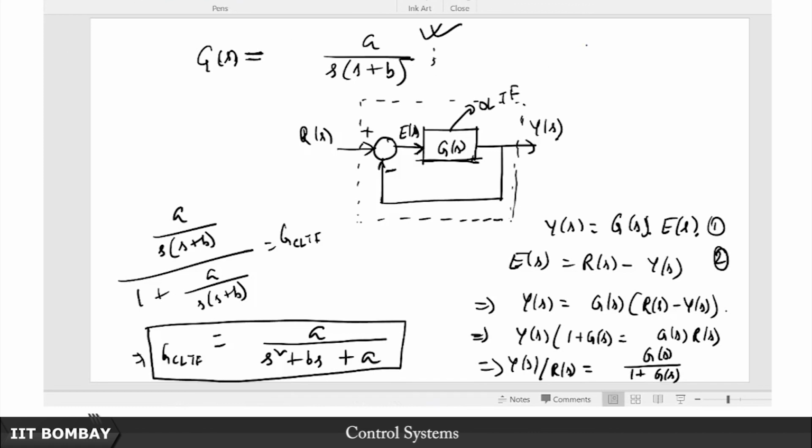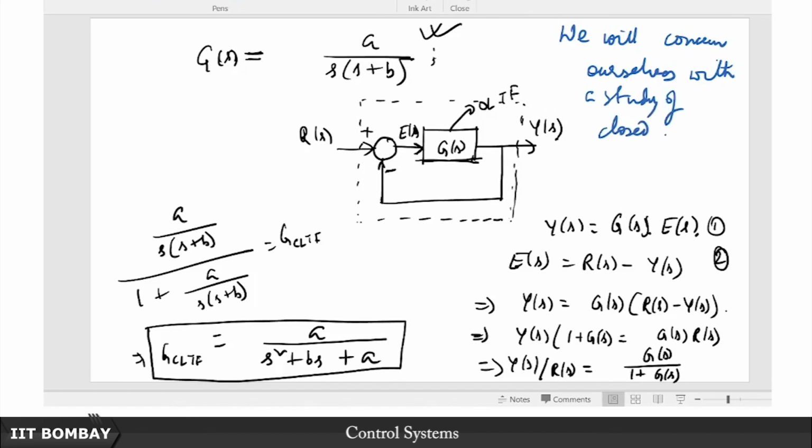This is a very important statement, so let me write that down. We will concern ourselves with a study of closed loop system performance. We will discuss in subsequent lectures why closed loop is important and why we put it in this form, which is a unity feedback closed loop system. Why not any other sort of feedback, but only this unity feedback? That is a matter to be taken up later.